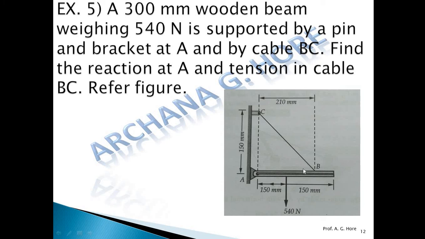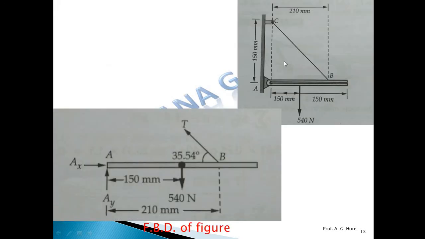Now we want to find out the tension angle with horizontal. So use this geometry. This opposite side, if we want to find out this angle, opposite side is 150, adjacent side that is 210 is given. So tan inverse of 150 divided by 210, we get the angle of tension BC with horizontal. And at hinge point or pin point, there are two reactions, one horizontal, one vertical, AX and AY. So draw the FBD. This is the FBD of beam AB for this figure.